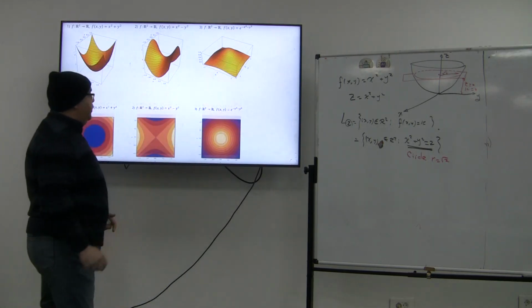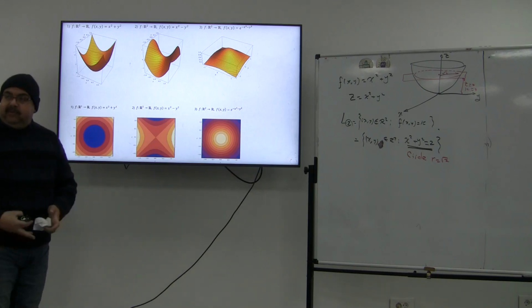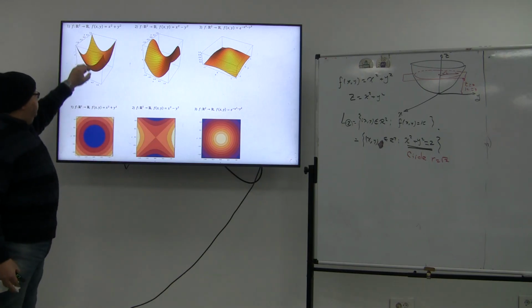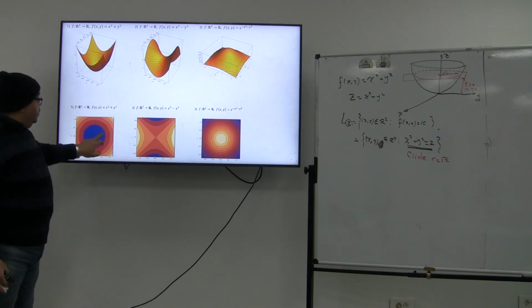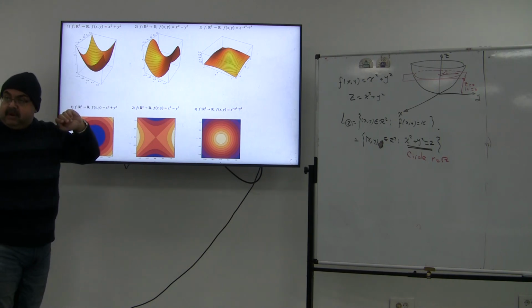So in another look, if I look from above, these will be the circles representing what is happening for this paraboloid.